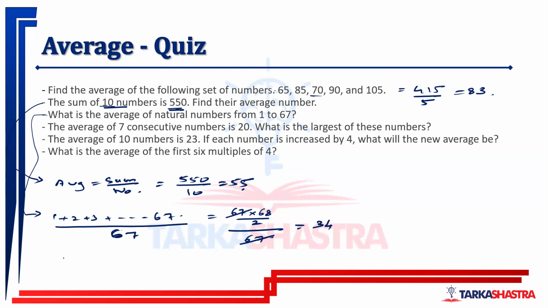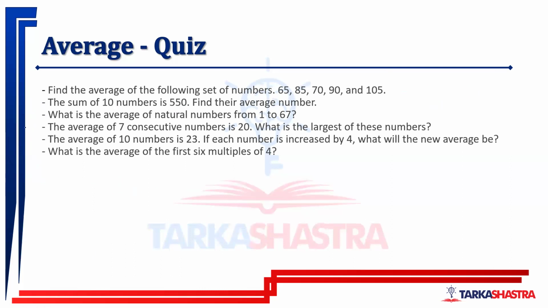Okay. So what we have here: the average of 7 consecutive numbers is 20. So x plus 1, x plus 2, x plus 3, x plus 4, x plus 5, x plus 6. These are your 7 consecutive numbers. Try to understand this. Your consecutive numbers are one after the other. So their average is 20. It is already provided to you.